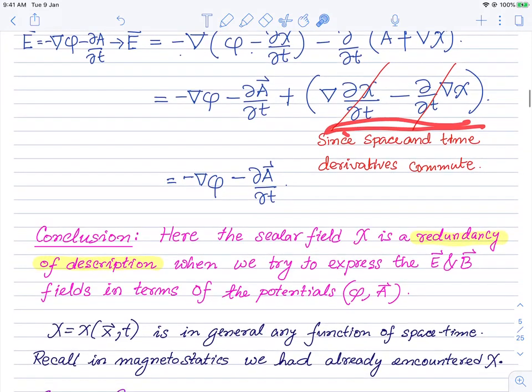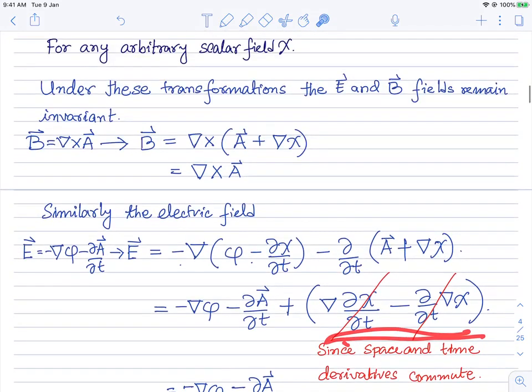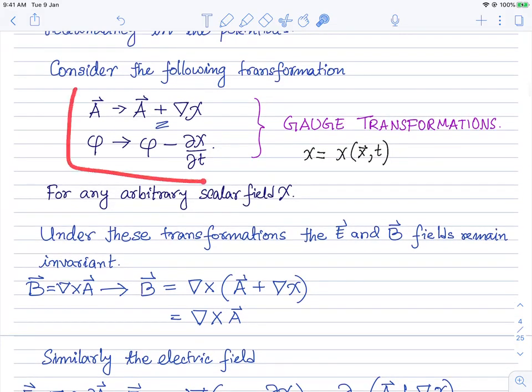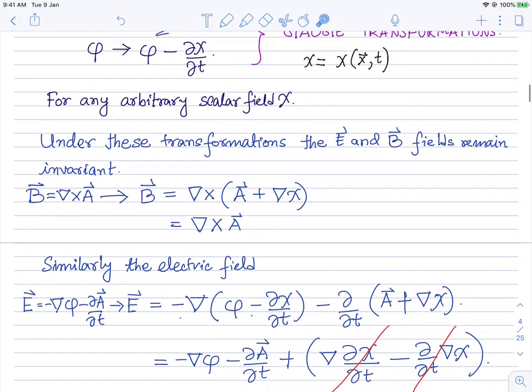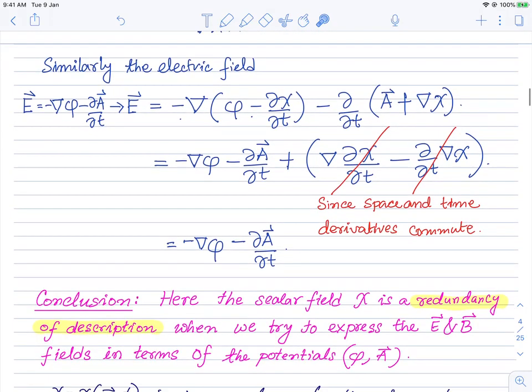So this is the gauge transformation, which is parameterized by the scalar field chi. Under such a gauge transformation, we see that the electric field and magnetic field remain invariant. And what describes a physical situation is the electric field and magnetic field, and not the scalar and vector potentials.